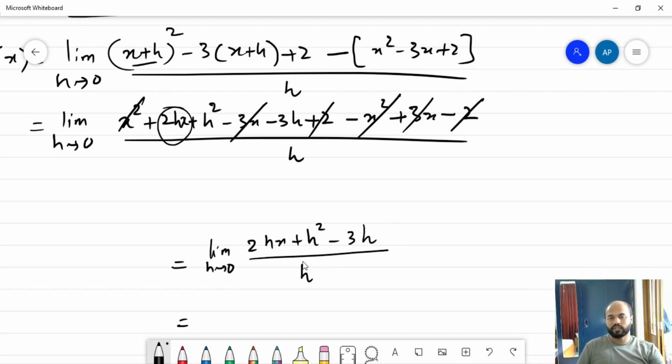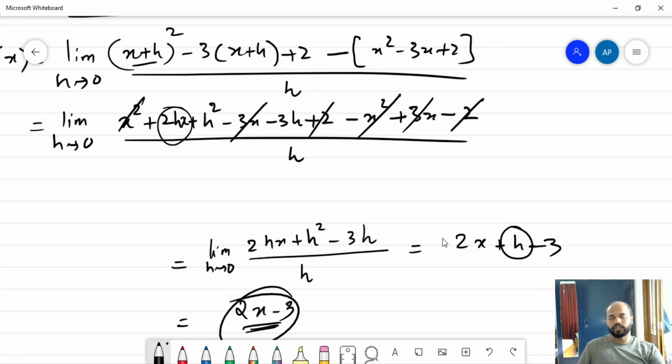Now since h is common, it gets cancelled in the numerator and denominator. And what we are left with is 2x plus h minus 3. Now when we substitute h as 0 over here, all that we get is 2x minus 3. Now 2x minus 3 is what we were supposed to get originally. This is the derivative of that function.